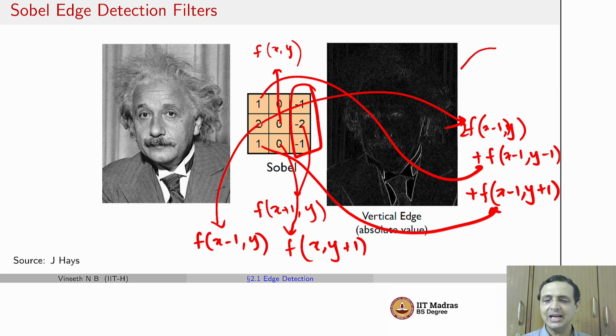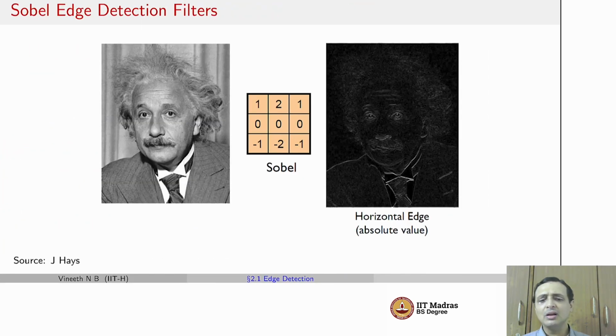So what you see on the right hand side is an absolute value of the gradient. We are not looking at negative or positive because it doesn't matter to us. Wherever there is a sharp change is an edge. Whether the intensity falls down or falls up, it's still an edge. So it really does not matter to us what the sign of the gradient is, but the magnitude of the gradient or the absolute value is what matters to us here. Here is the complementary filter for finding the horizontal edges for the Sobel filter.